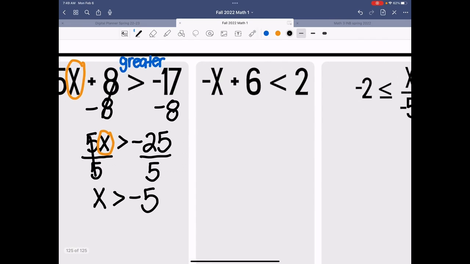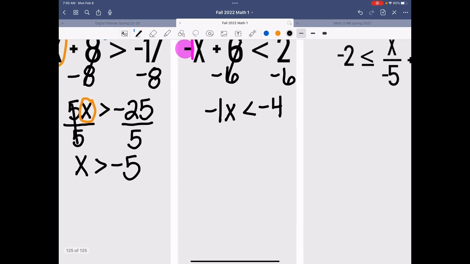All right, so for this one, the first thing that I see here is that I have this negative in front. So that basically is telling me that I'm going to be working with a -1. All right, so I'm going to subtract 6. And this is saying less than, no equal to, just less than. So I have -1x is less than 2 minus 6, which is going to be -4.